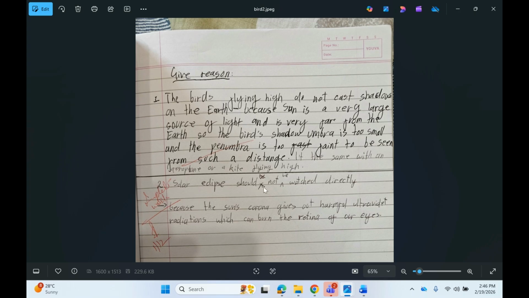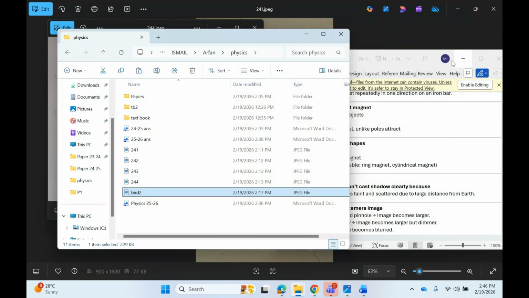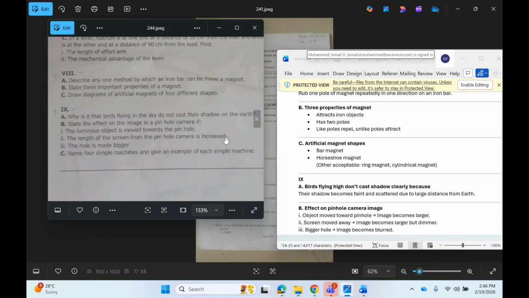This is also important. Solar eclipse should not be watched directly. Give reason: because the sun's corona gives harmful ultraviolet radiations, UV rays, which can burn the retina of your eyes. So that is why it should not be watched directly.